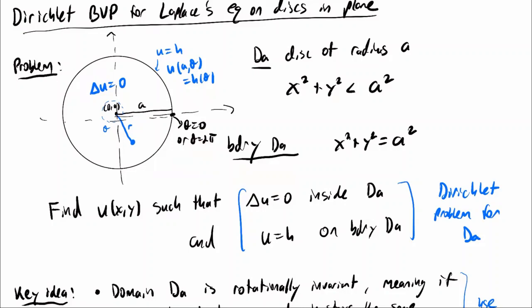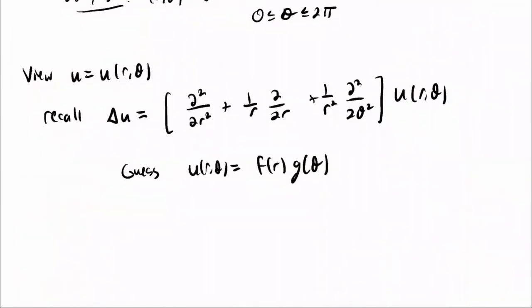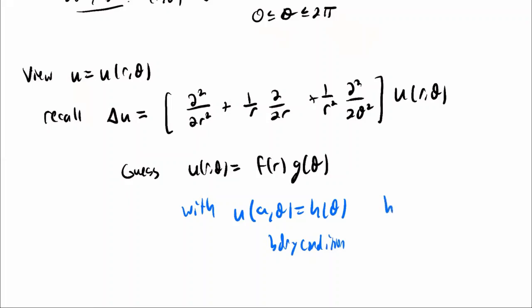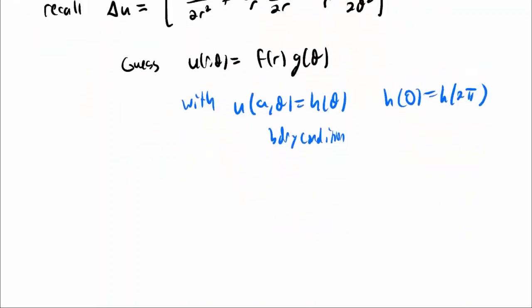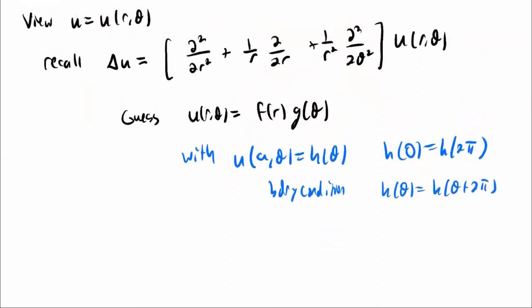So we're going to require u of a, theta equals h of theta. This is our boundary condition, where h is periodic in the sense that h of 0 equals h of 2 pi, and more generally, h of theta is equal to h of theta plus 2 pi. So let's assume this full periodicity condition. And so using this perspective, we'll be able to solve the problem.